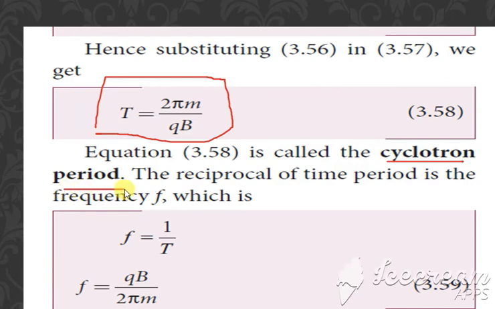Then we are going to find what is the frequency. What is frequency? It is given by the reciprocal of time period. So we are writing f is equal to 1 by T. So 1 by T is the reverse of this, so qb divided by 2 pi m.